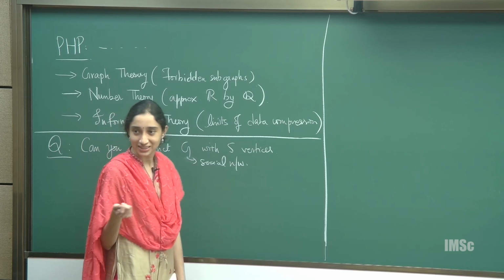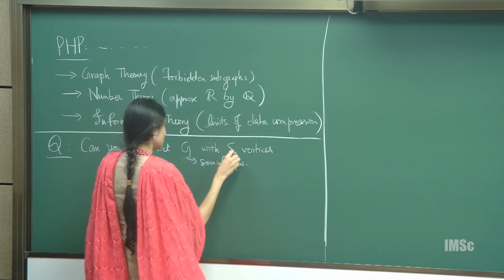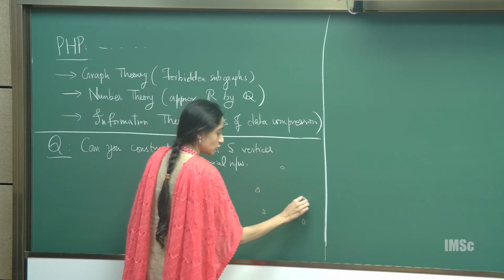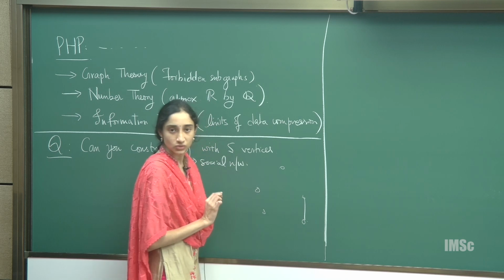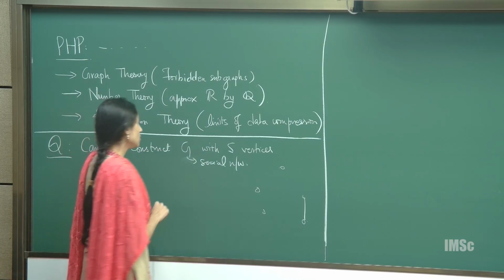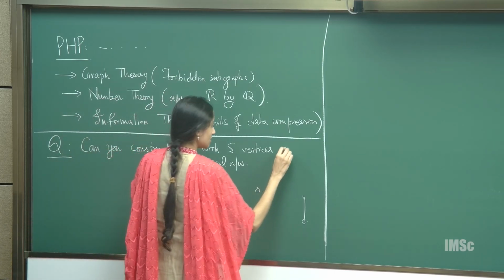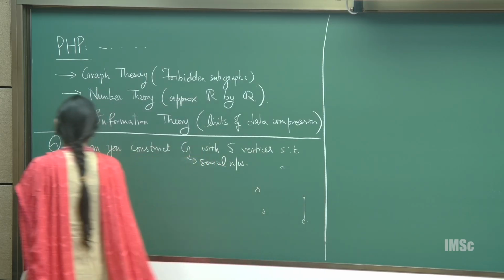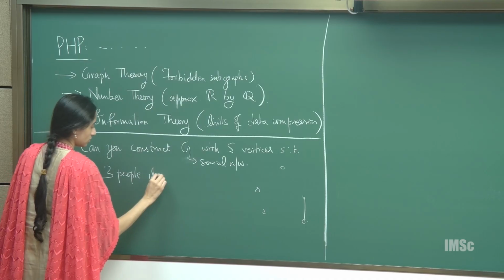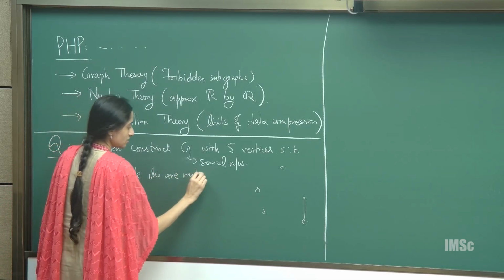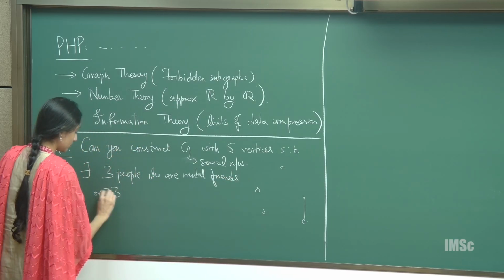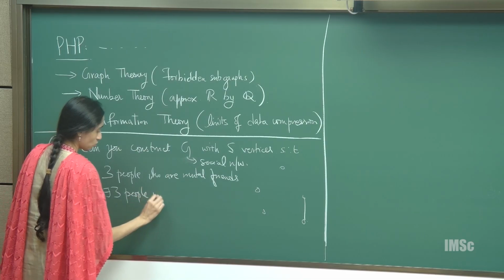So this you may have seen as an application of the pigeonhole principle, right? So 5 vertices here. You draw an edge between two people if they know each other. If they don't know each other, or they are not connected through the network, then you don't draw an edge between them. Okay? So you want to construct a graph with 5 vertices such that there exist 3 people who are mutual friends, or there are 3 people who are strangers.